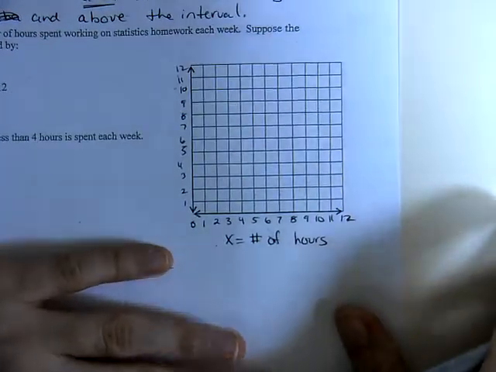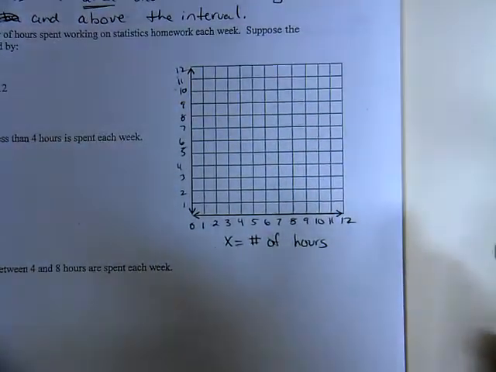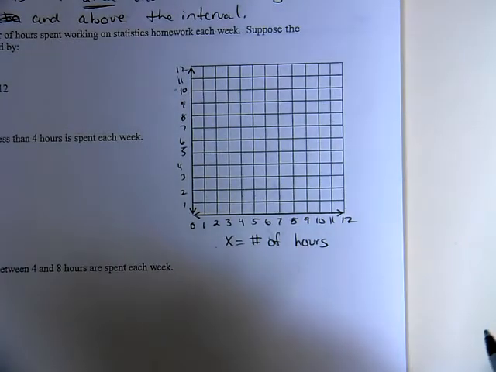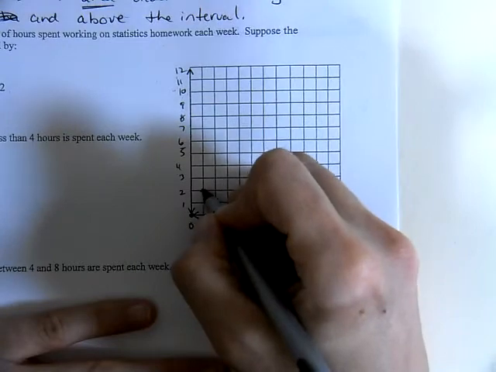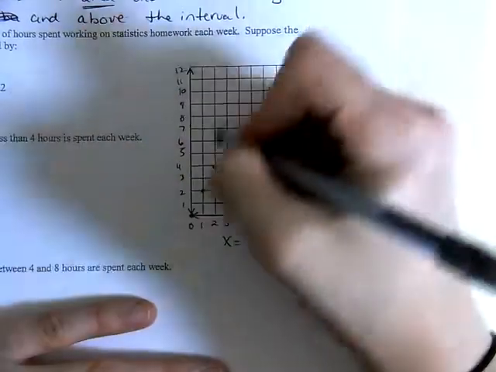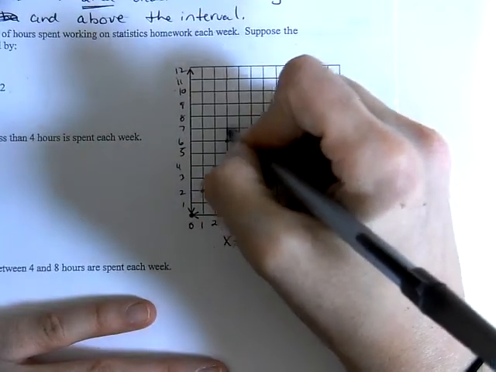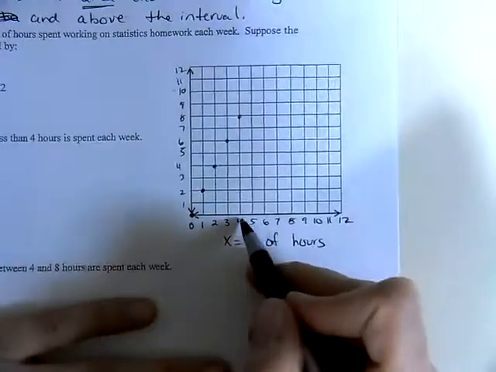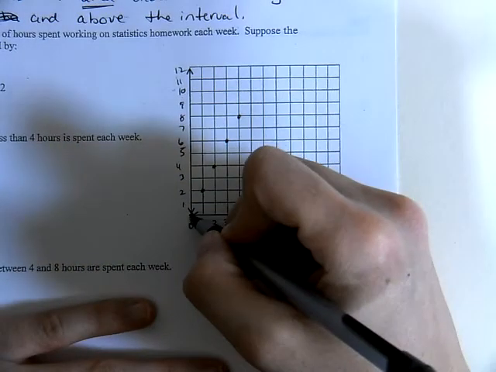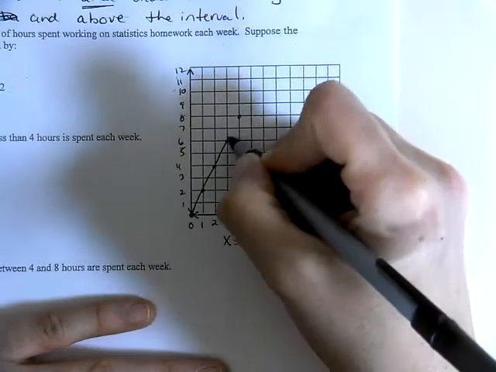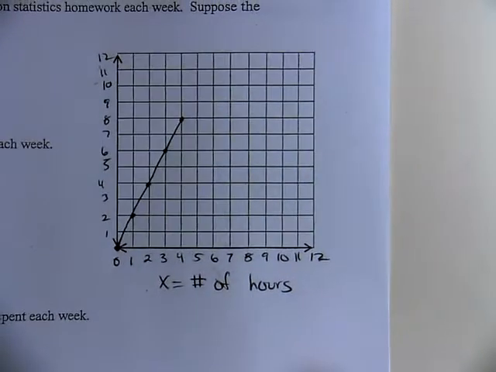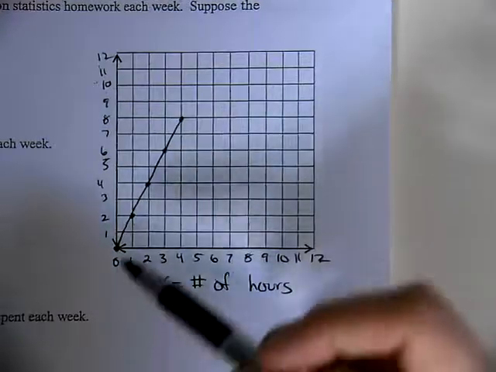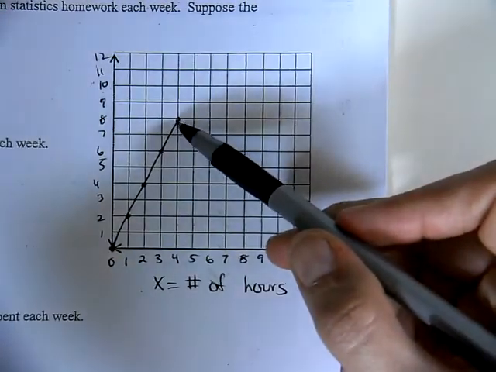Okay, so we have a piecewise function. The first one is 2x from 0 to 4. So I'm going to start at 0, 0, and I'm going to go up 2 over 1. So you got to remember your algebra. I'm going to go up 2 over 1 until I get to 4 hours. So that's the first part. I'm going to try and zoom in so you can see it while I'm graphing it. So this was 2x till x equals 4.